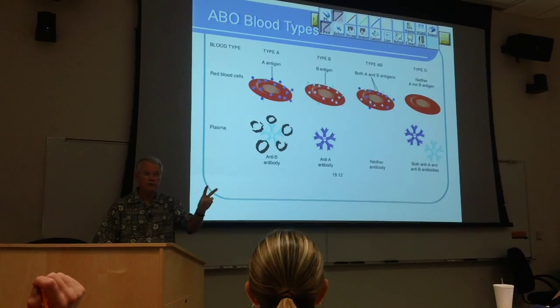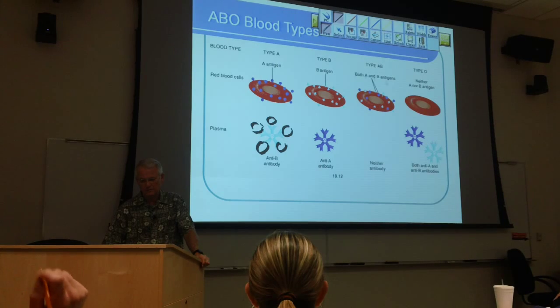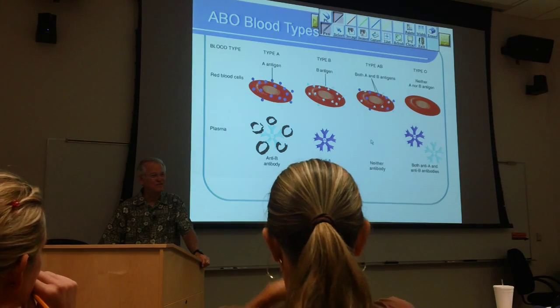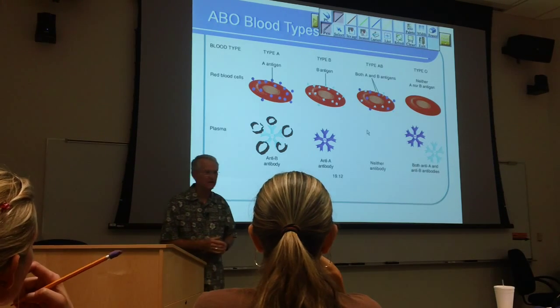This is relative to ABO type. Now, we'll also have to concern ourselves with RH as well, and we'll have to look at that as well. But this is a little bit more professional than my previous presentation. Table form, but I think it explains it rather well.